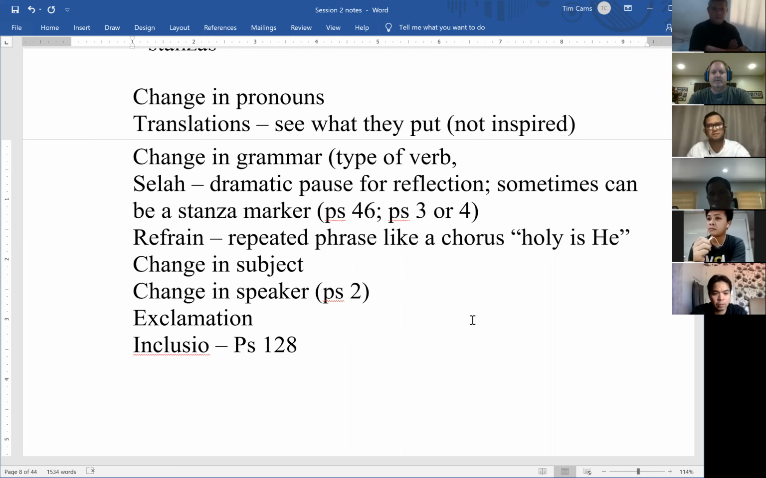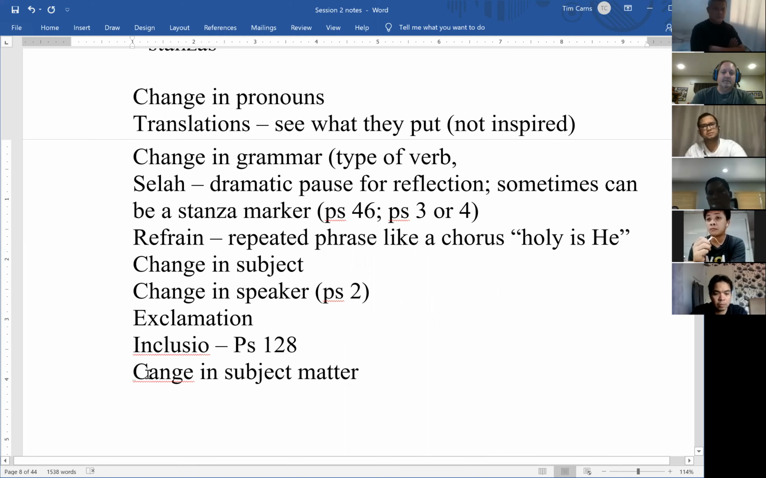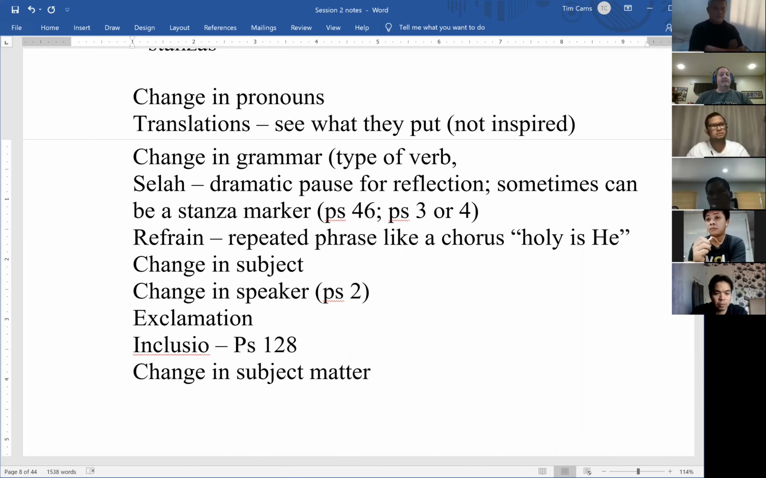Change in subject matter. And we see that here in this psalm, don't we? In Psalm 99, the first 3 verses focus on the greatness or the exaltation of God. Verses 4 and 5 focus on God's justice, and then verses 6 through 9 focus on his mercy, his forgiveness. So we see that here as well.